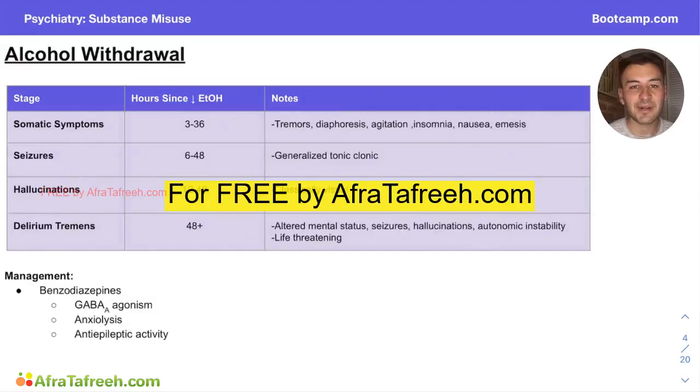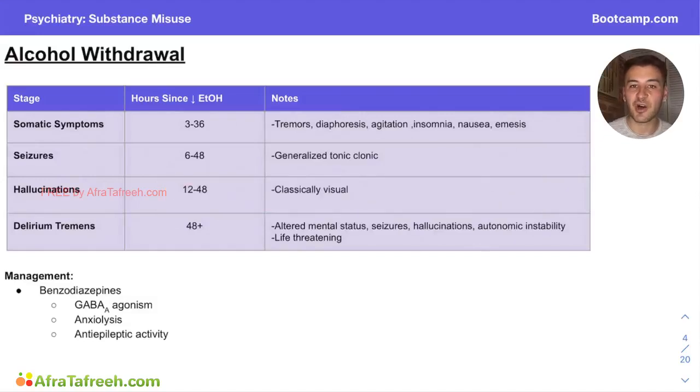All right, guys, let's wrap up our discussion on alcohol by talking about withdrawal. Now, withdrawal can be really tricky on a test day because it can look like a lot of other conditions. The one that really comes to mind for me is delirium. And I would say what's really going to help you out here is history.